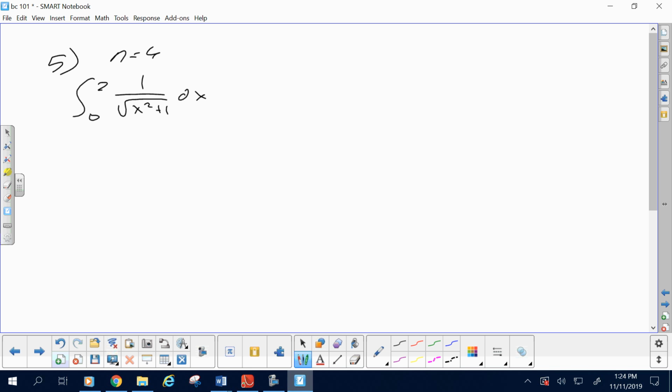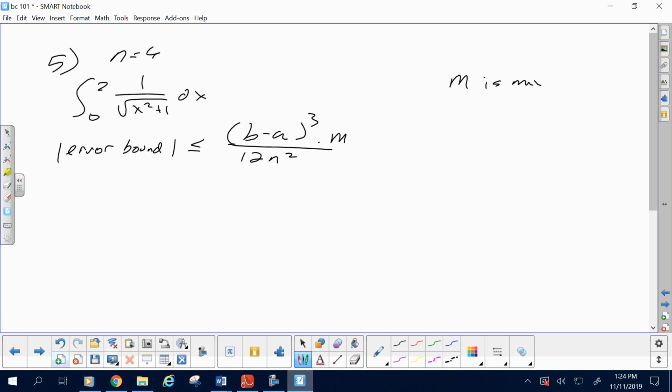Okay, so this is what you did at number 4. You estimated the area under that by trapezoids. You follow me? Okay, so number 5 is, what is the error bound for your estimate? When you use trapezoids, what's the upper bound for your error? Less than or equal to b minus a cubed over 12n squared times M, where M is the max of the absolute value of the second derivative on the interval. So on 0 to 2, yes?